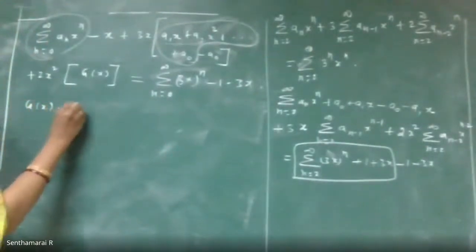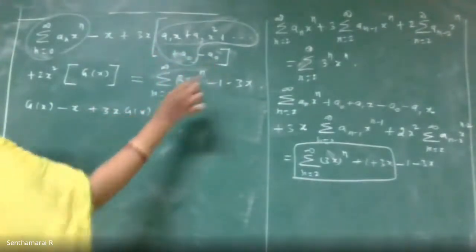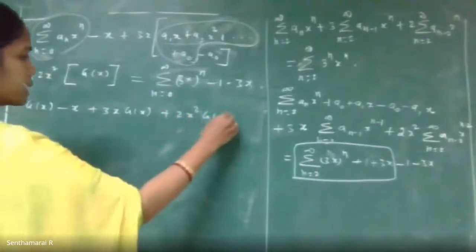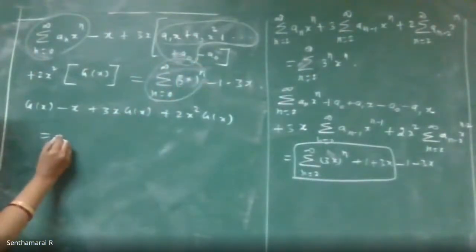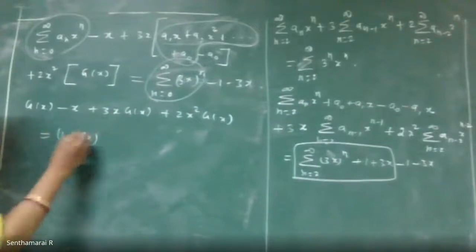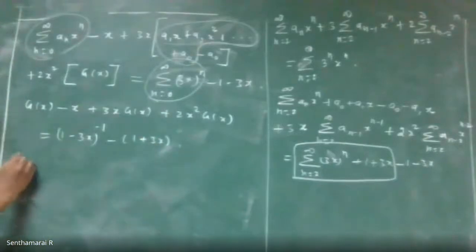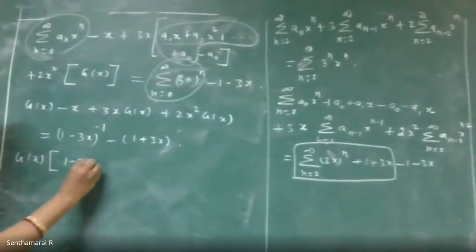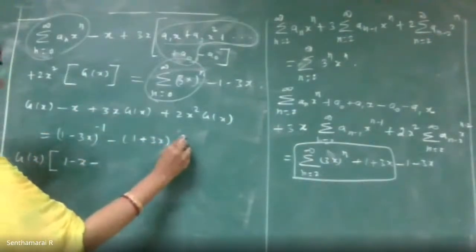First term g of x minus x, plus 3x g of x minus 3x into 0, only that will come, so no need to write. Plus 2x squared g of x equals summation. This summation I can write as (1 minus 3x) whole power minus 1 minus of 1 plus 3x. Now I can take g of x outside in the left hand side expression. 1 minus x, oh, minus x is separate now, so we can bring it to this side, plus x.